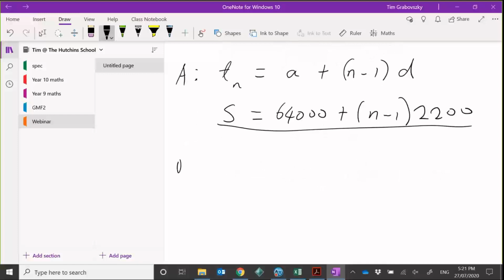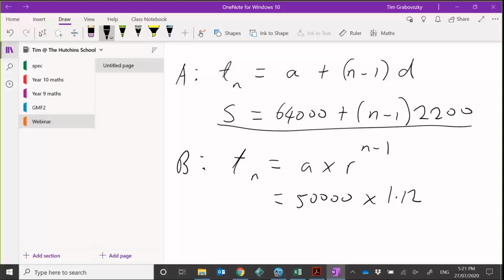And for company B, it is a geometric sequence. So remember, for your geometric sequence, it's A multiplied by R to the n minus 1. And for company B, our A value is 50,000 multiplied by our common ratio. Now, we were going up by 12%. If you're going up by 12%, it is now 112%. So we have to write 1.12 because that's 112% to the power of n minus 1. And that is your company B geometric rule.